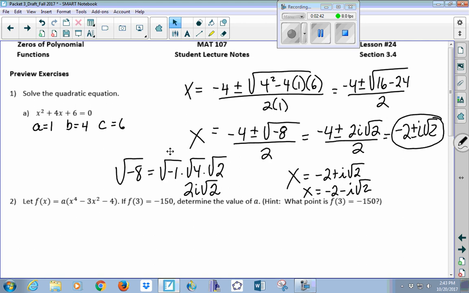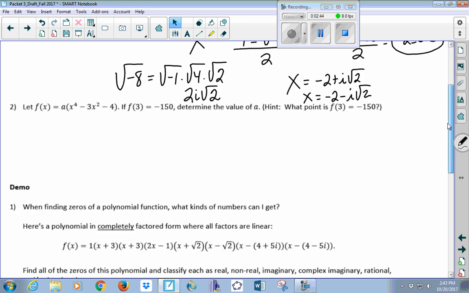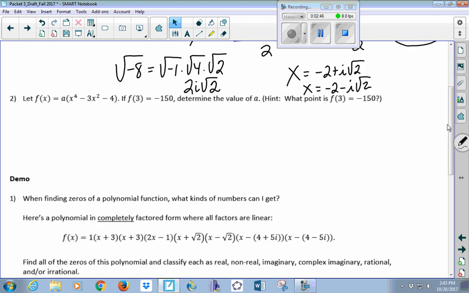Okay. Now the next question is one that we always forget how to do. We have a polynomial equation here. And we see that we're trying to figure out what the leading coefficient for this polynomial is. What is the leading coefficient? We're trying to solve and find out that answer.